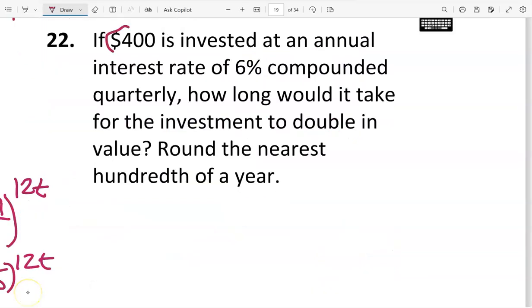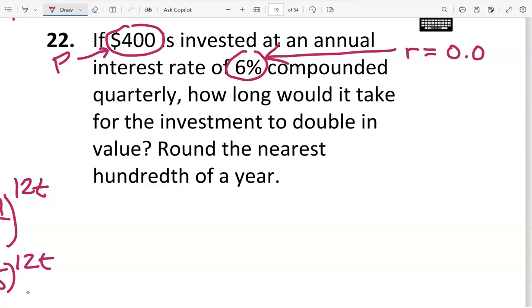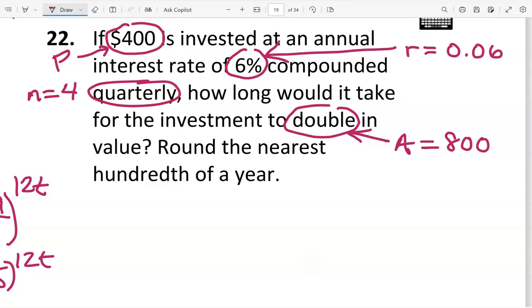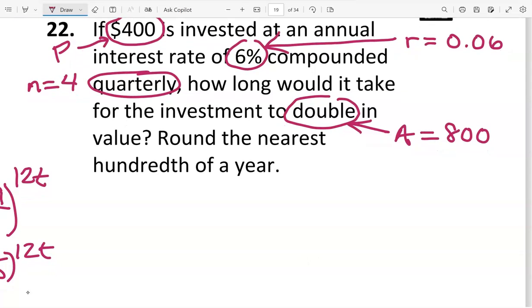In 22, we have a similar question. $400 is the initial amount, so that will be P. 6% is the interest rate, annual, so that's R equals 0.06, and it's compounded quarterly, which means N is equal to 4 times per year. Now we're looking for the investment to double in value. If the initial investment was $400, when it doubles, A, the value of the investment, will be $800. So we're going to set up a similar equation.